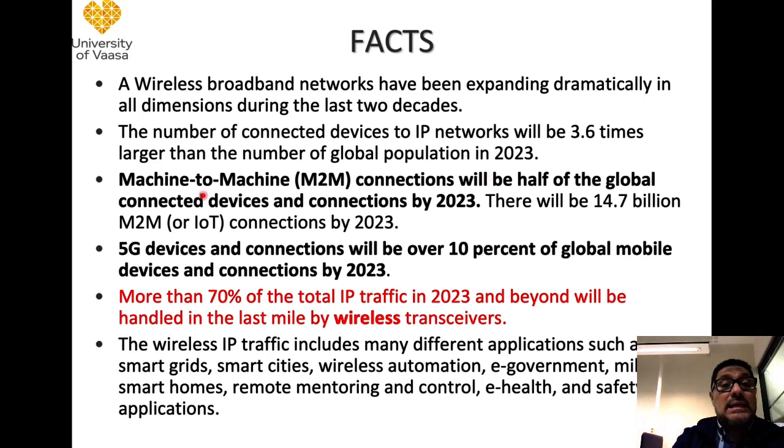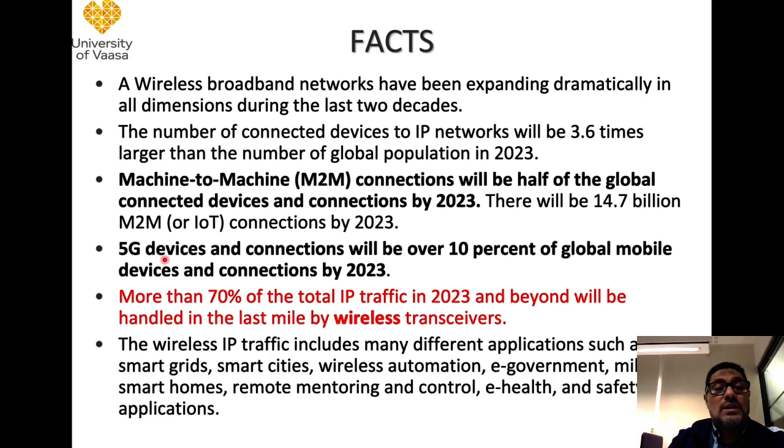Machine-to-machine connections will be half of the global connected devices and connections by 2023. So half of the connections will be machine to machine, and this reflects the importance of wireless communication in smart grid, for example, and in smart city and factory applications. So there will be a lot of devices talking to each other, device to device or machine to machine, directly through the IP network. Sometimes it's also called Internet of Things or machine-to-machine communication.